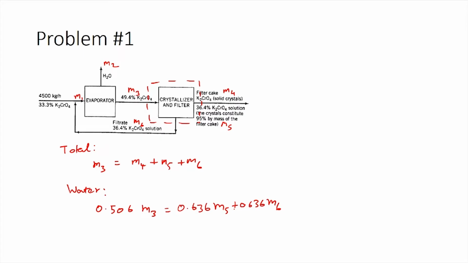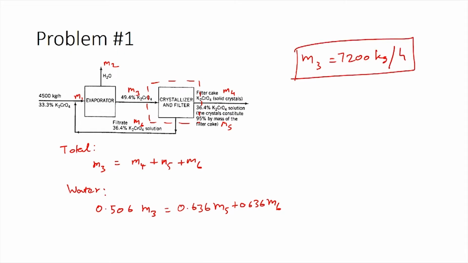So, using the values we have, we can calculate M3 and M6. From that we get M3, which is the feed rate to the crystallizer, as 7200 kilograms per hour, and the calculations will give you an M6 value as 5650 kilograms per hour. So, this is the rate of recycle.